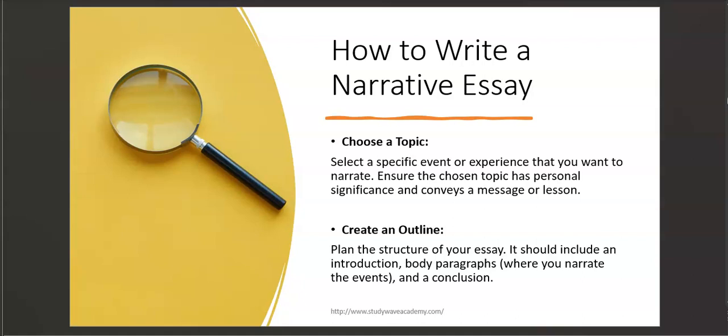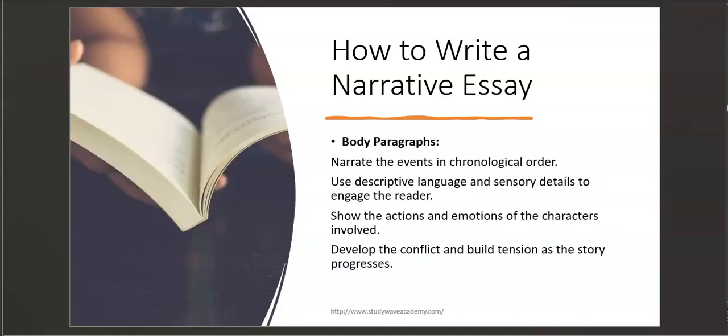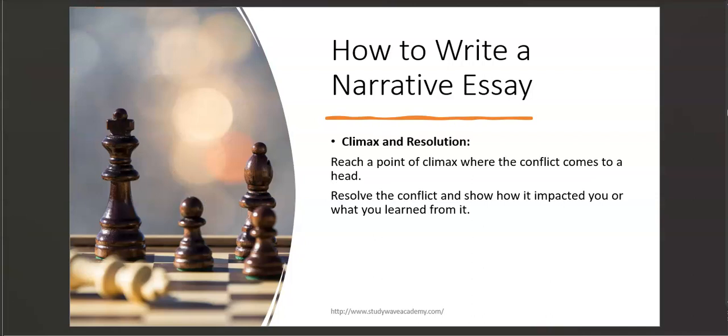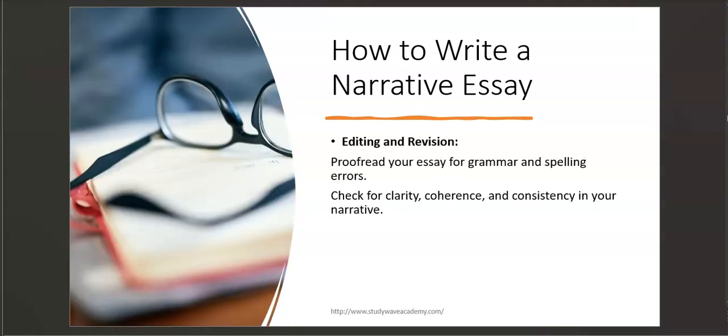First, you must choose a topic, then create an outline, then have an introduction, then move to your body. You write everything about the event in order. Then you take us to the climax and resolution, what happened and how you solved it. Then you move to your conclusion, where you summarize everything that you talked about and give us maybe the lesson you learned or the theme. Then you edit your work. Make sure that when you're writing you edit your work.